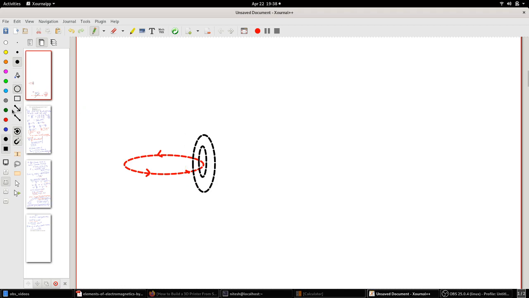Here also it will be a similar thing. So you will be seeing something like this phenomenon, right? The magnetic lines will be something like this is what you will see. Now the direction of the magnetic lines will be the curling of the fingers, something like this. This is what you will see.